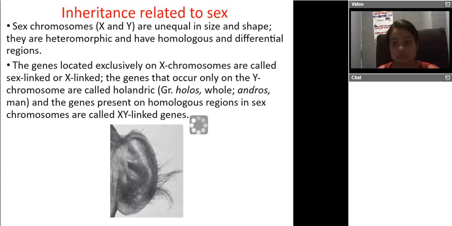We can see Holandric genes in a person with the most common feature being excessive hair on ears.